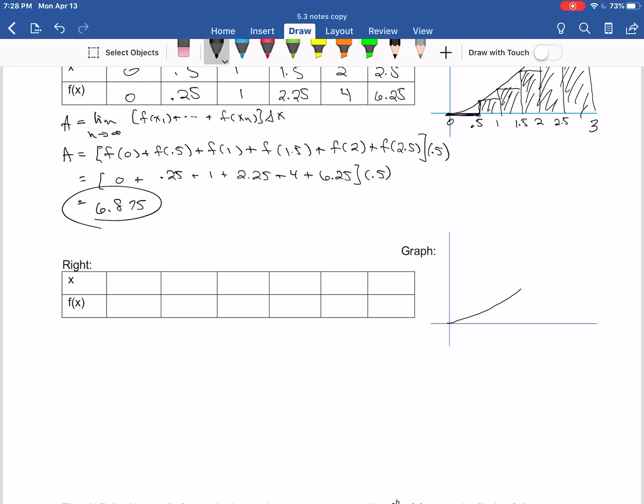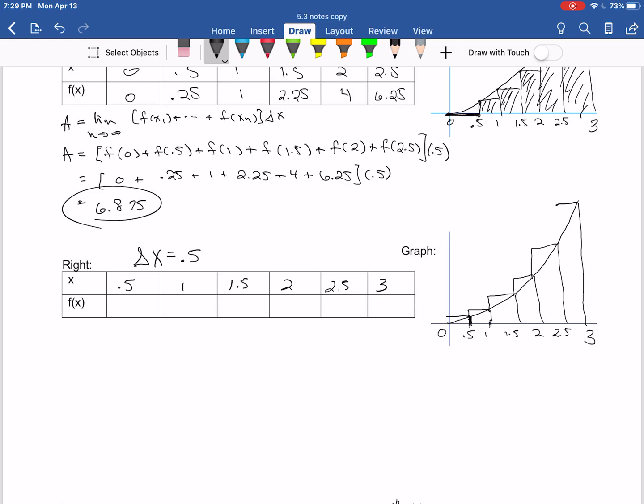Let's do it again, but this time we're going to be using the right endpoints to determine the height of our rectangles. So I'm splitting this into 6 subintervals once again. It goes from 0 to 3. The distance is 0.5. So make a note that delta x is still 0.5. And the right endpoints are what I want to put in my table. And I want to compute f of those values, and that's going to tell me the height of each rectangle. So the first rectangle has a height of f of 0.5. And the second rectangle has a height of f of 1. And so these are now the rectangles whose areas I'm going to be calculating and adding together.